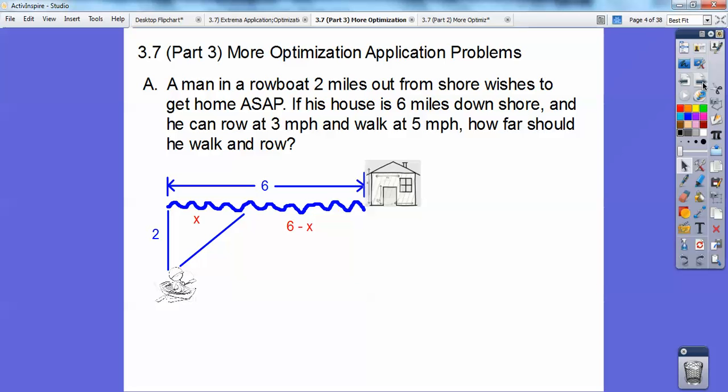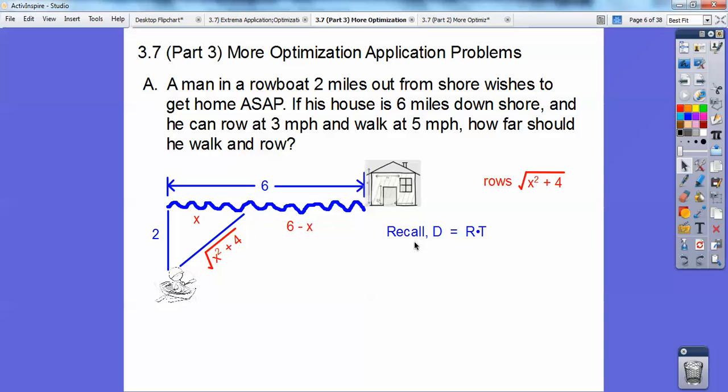And then use a little bit of the Pythagorean theorem. We have a right triangle here: 2 squared plus x squared equals this hypotenuse squared. So square root that, and you get the square root of x squared plus 4. You guys with me? So that is my rowing distance right there.